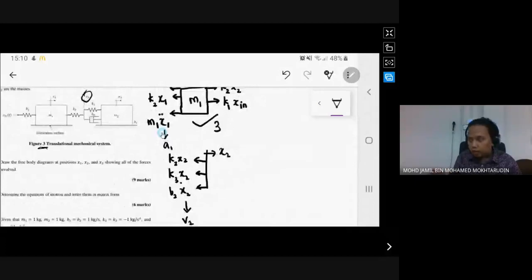And then you need to determine the forces acting forward. So K3 and B2 are connected to X3. So 2 forces by X3. So first one is K3 X3. And then second one is B2 X3 dot. And then the third one will be spring K2 by X1. So K2 X1. Okay, so this is also 3 marks.